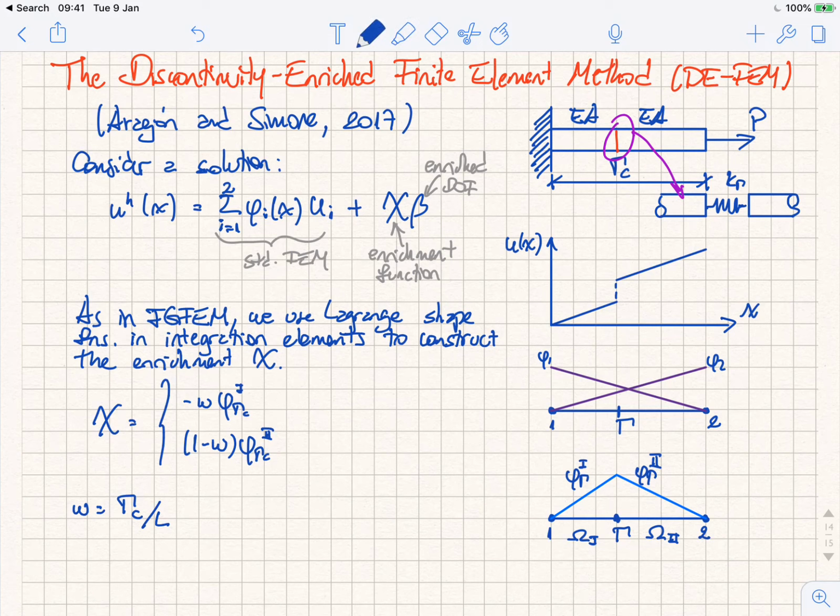So if you do the math, here is basically minus gamma C divided by L, and then that shape function, which is phi gamma C of integration element 1, can be written as x divided by gamma C. So the first shape function is equal to minus x over L. And this is for x less than gamma C, which, if you think about it, is the shape function of the partition of unity. So I constructed this first part of the function, and I end up with x over L, and x over L is this function here. I'm just inverting that.